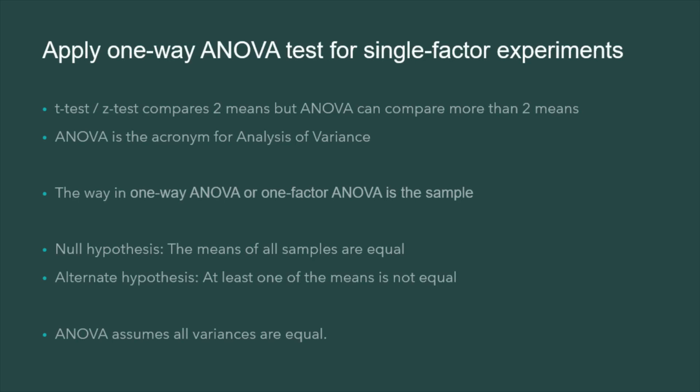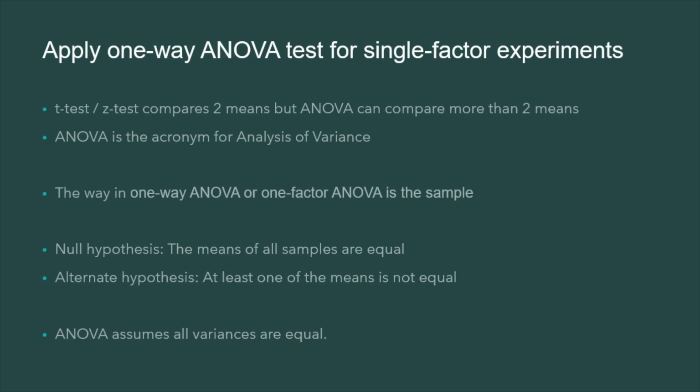Null hypothesis is the means of all samples are equal. The alternate hypothesis is at least one of the means is not equal. Take note here, if you reject null hypothesis and accept the alternate hypothesis, ANOVA does not tell you which of the means is different from the rest. It does not even tell you whether only one mean is different from the rest or 2 or more means are different from others.